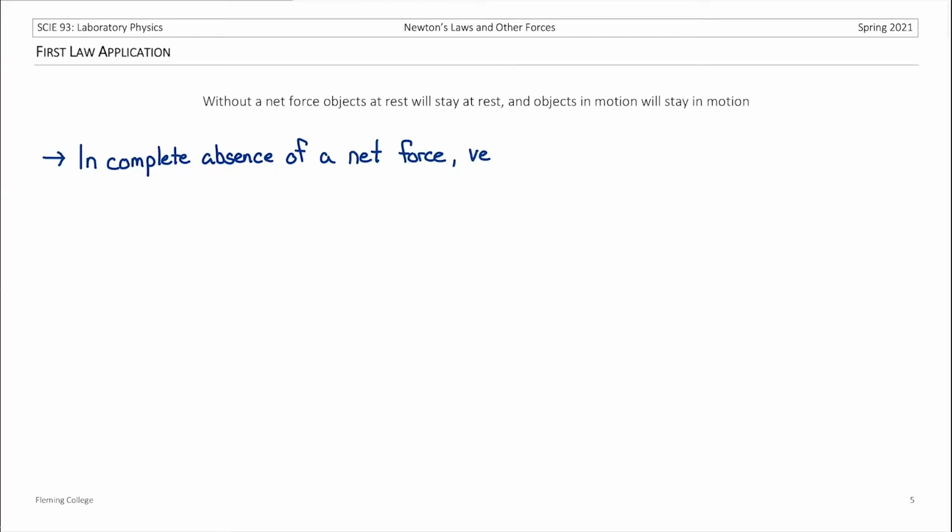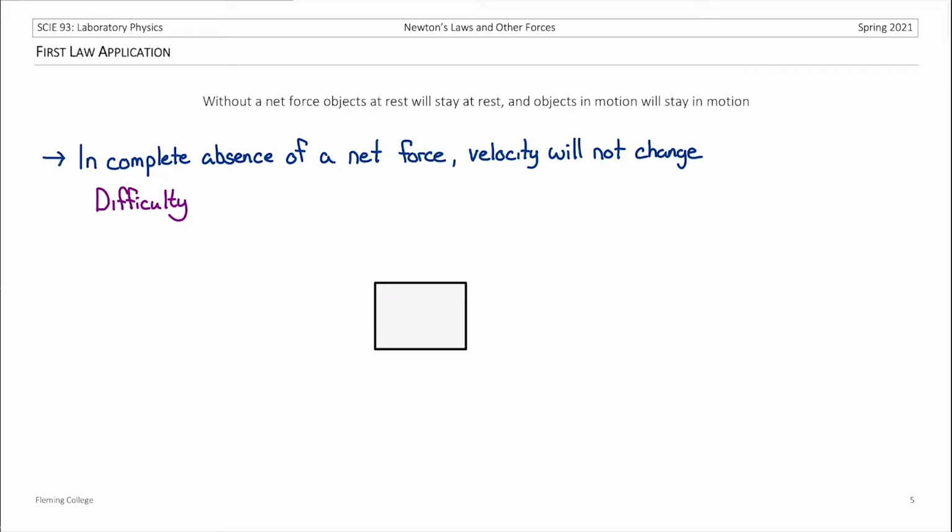But I need to emphasize this point several different ways. In complete absence of a net force, there will be no acceleration that the object experiences. Our difficulty here is that we often see that an object with a velocity will slow down eventually, and we assume that that object has no net force. The reality is that the object that's moving will have an unseen force of friction working on it, which means that there is a force acting and pulling the object slower.